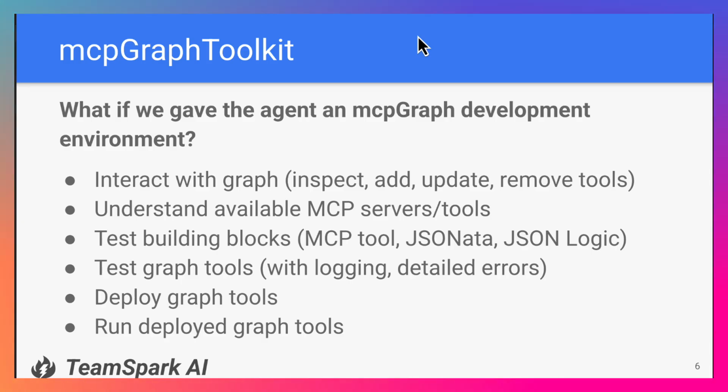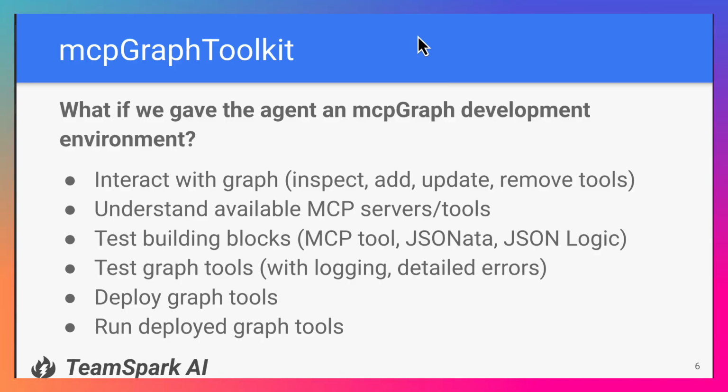It can test the various building blocks, so it can actually call an MCP tool directly. It can test JSON data or JSON logic, the data transformation, extraction, and decision-making expressions. Those can get complex, so it can test those individually. It can test the graph tool without deploying it. It can specify that it wants logging, so you get a complete execution history, all the console logging, and detailed error messages. This is what a human developer would have access to if they were running this. They'd be able to see their console and have that information.